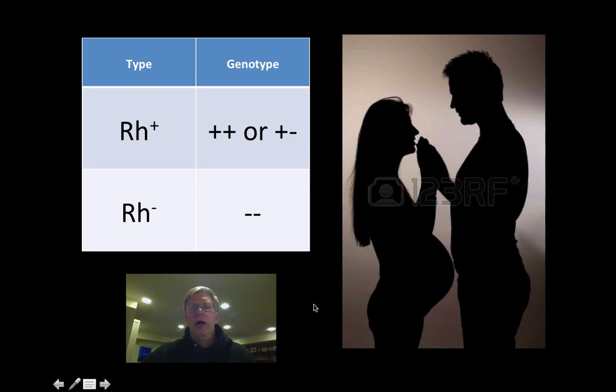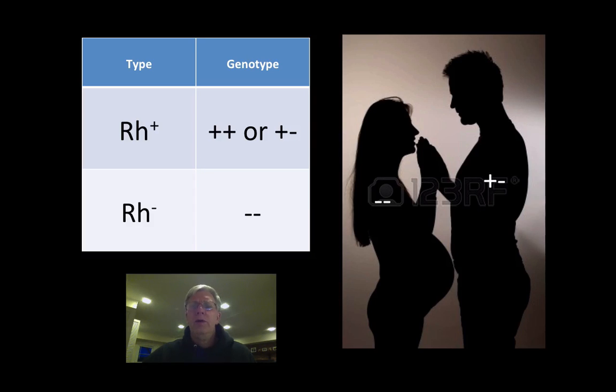Alright, so how does the Rh factor come into play? The biggest issue with Rh factor comes during childbirth. About 85% of the population is Rh positive. Only about 15% are Rh negative.